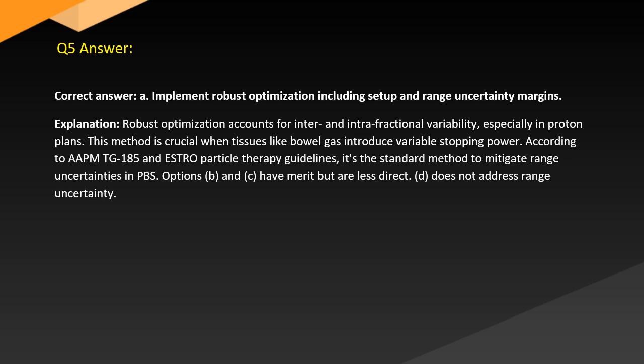Explanation. Robust optimization accounts for inter- and intrafractional variability, especially in proton plans. This method is crucial when tissues like bowel gas introduce variable stopping power. According to AAPM TG-185 and ESTRO particle therapy guidelines, it's the standard method to mitigate range uncertainties in PBS. Options B and C have merit but are less direct. D does not address range uncertainty.